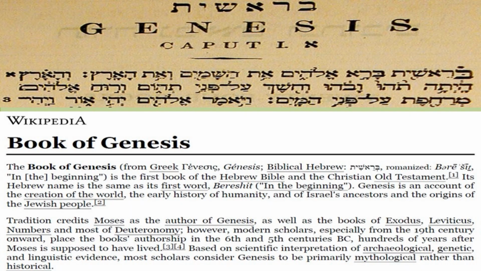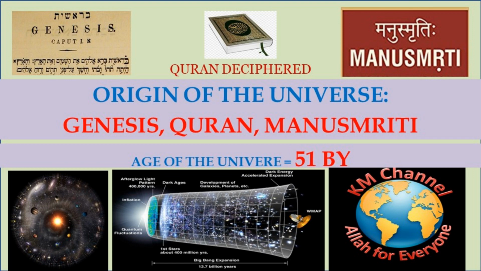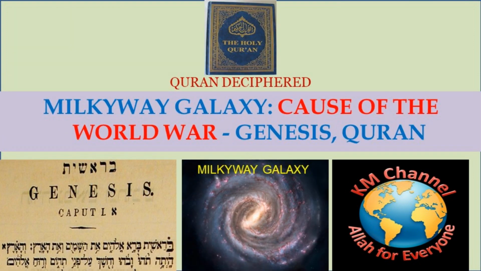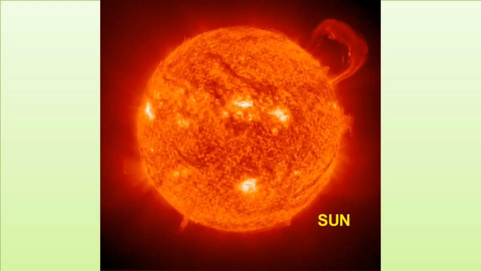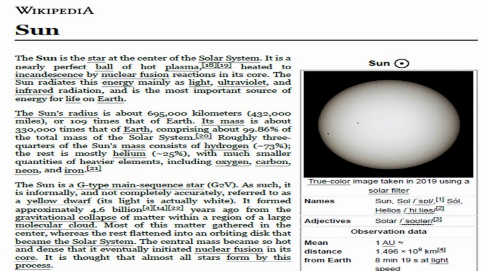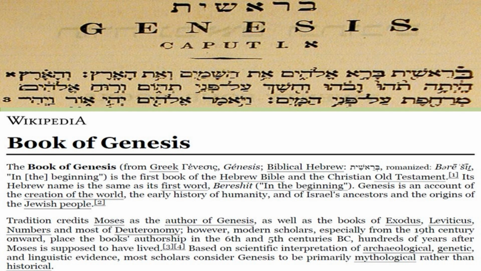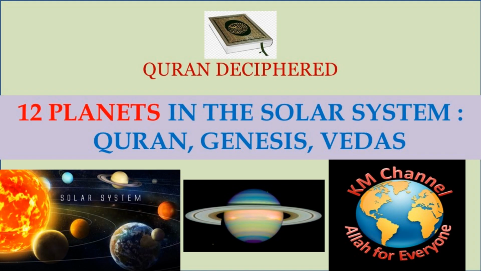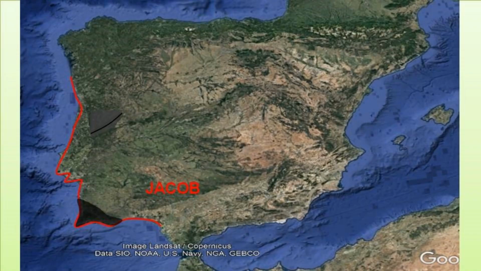Further, to continue with the deciphering of the book of Genesis and my previous videos, Origin of the Universe and the Milky Way Galaxy, Cause of the World War, today let us understand the history of the Sun, particularly the events that happened after the origin of the Sun as depicted in the book of Genesis. As I have mentioned in one of my previous presentations, 12 planets in the solar system, the prophet Jacob represents the sun and his sons represent the planets. The life history of prophet Jacob represents the history of the sun.